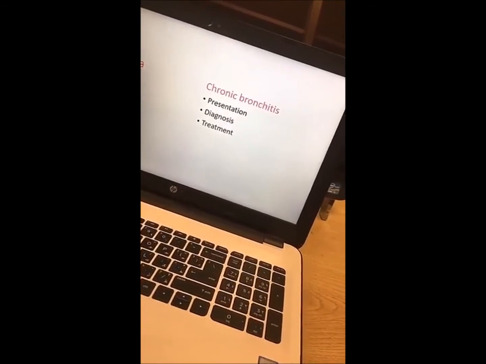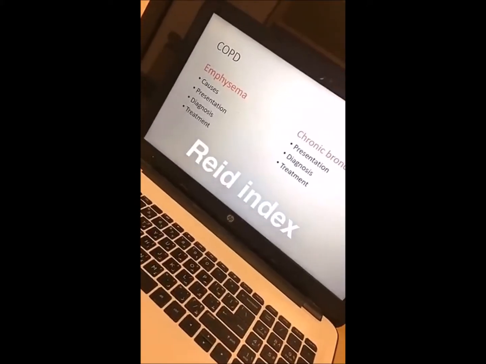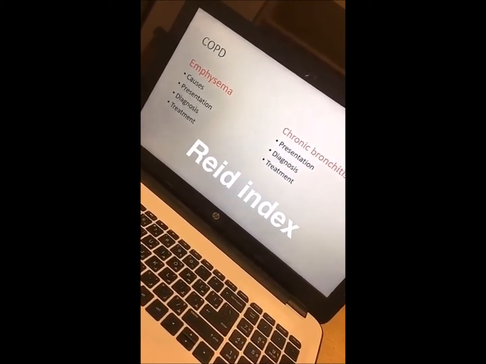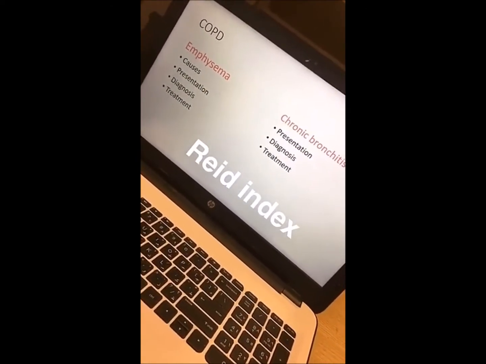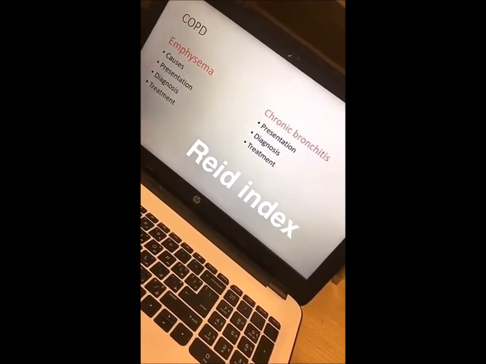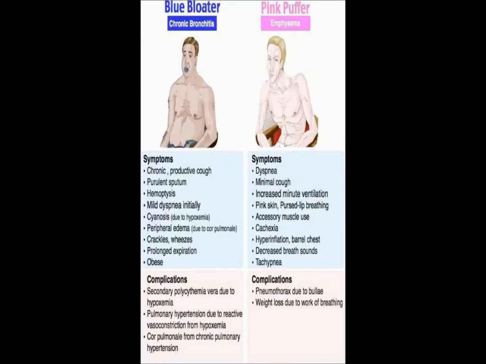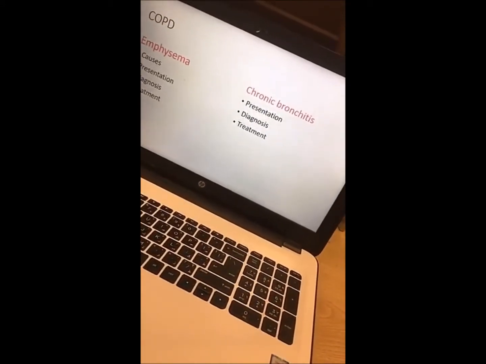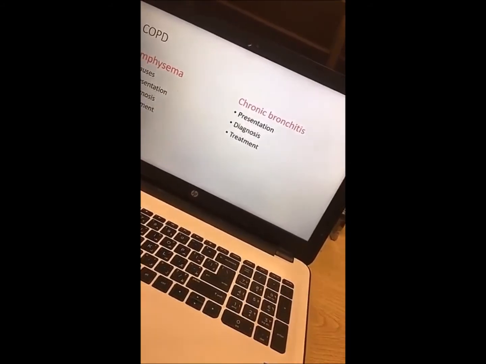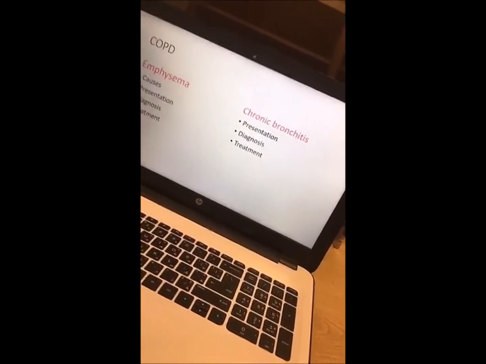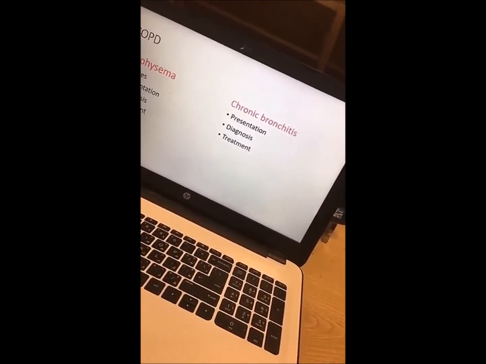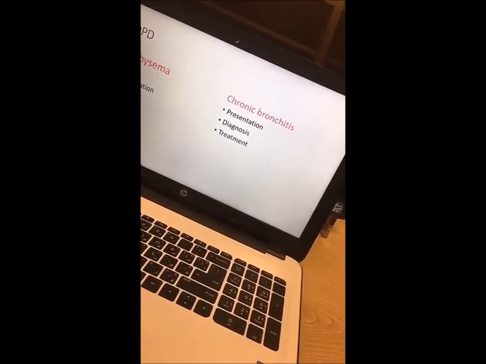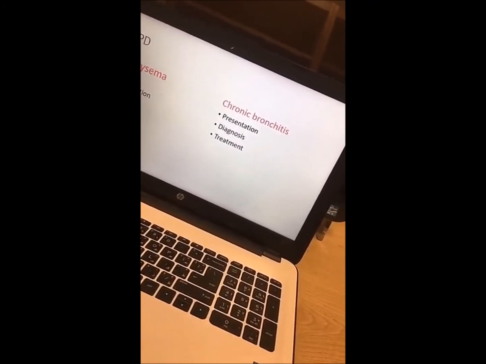I will put a picture of the bloater and the pink puffer. Also, for diagnosis, we will find an increase in Reid index, which is the ratio of bronchial mucus gland depth to the total thickness of the bronchial wall. For diagnosis, there will be a reduction in FEV1 and FVC ratio. Arterial blood gas analysis will show a decrease in oxygen partial pressure and an increase in carbon dioxide partial pressure.